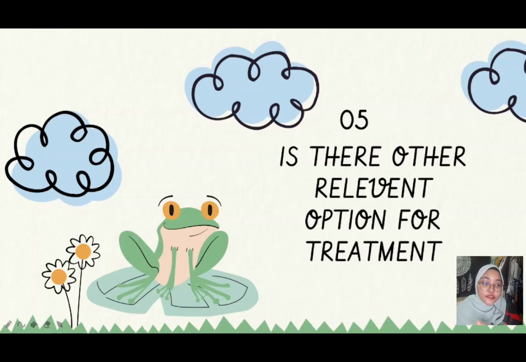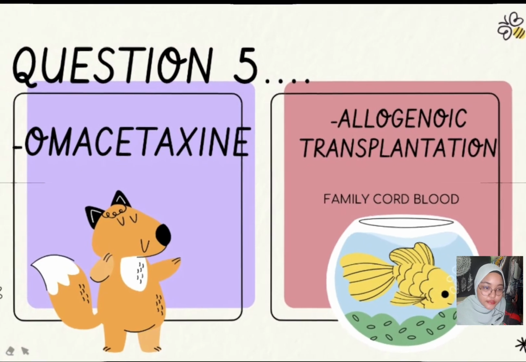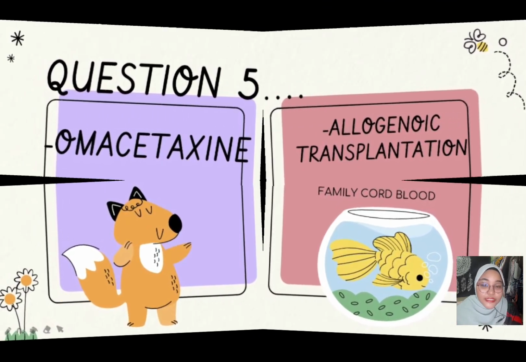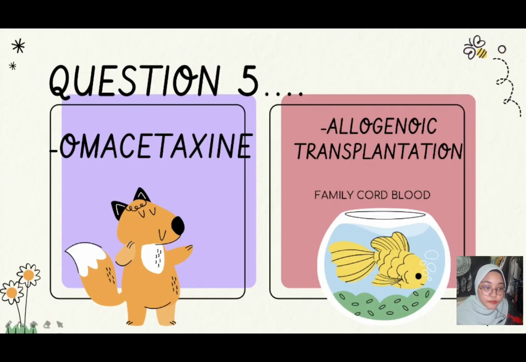Okay, finally we are at the last question, which is question number 5. The question says, is there any other relevant option for treatment? Yes, we have. My answer is omacetaxine. Omacetaxine is the generic name for the chemotherapy drug Synribo. In some cases, healthcare professionals may use the name Synribo when referring to the generic drug omacetaxine. The second option is allogeneic stem cell transplantation. This involves transferring stem cells from a healthy person, the donor, to the patient's body after high intensity chemotherapy or radiation. The donated stem cells can come from either a related or unrelated donor depending on the situation.